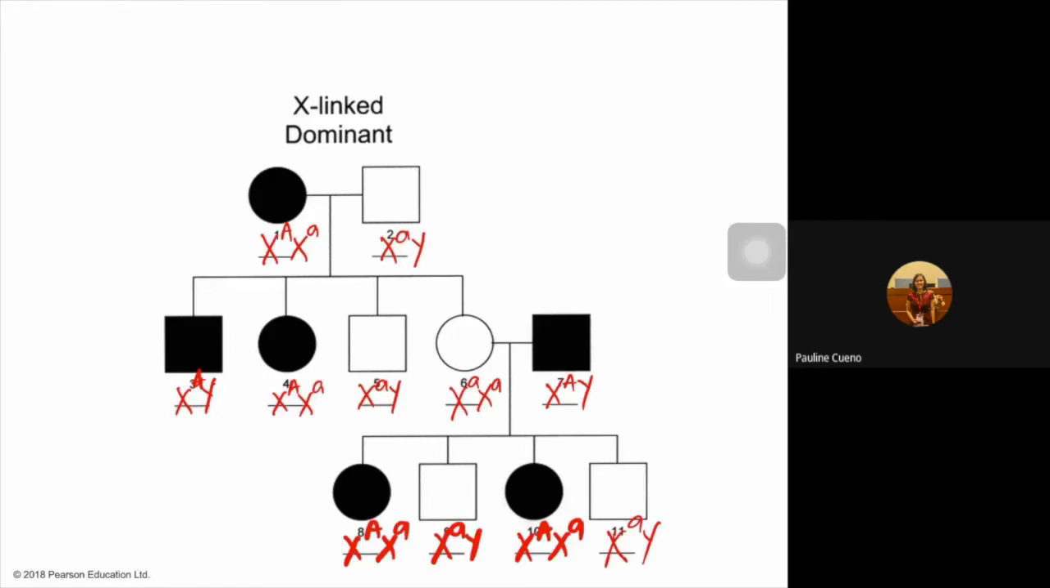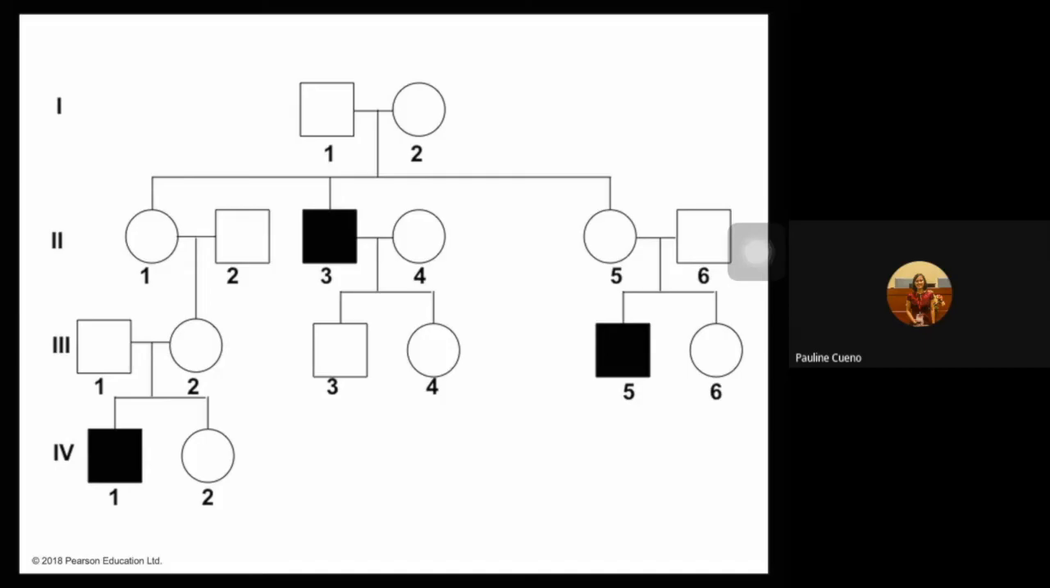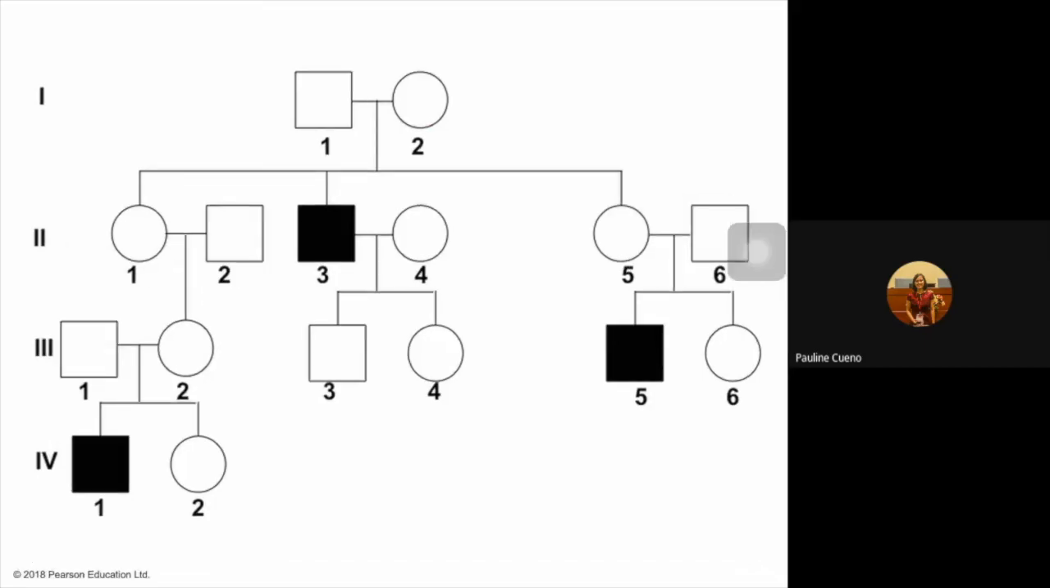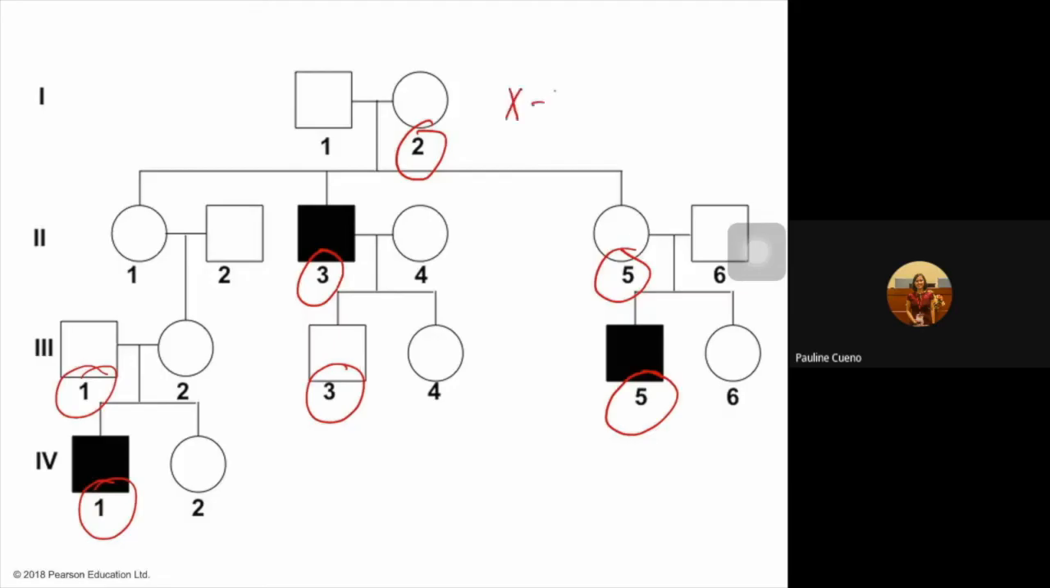Let's move to the example wherein you will determine the type of inheritance and then also include the genotypes. So para hindi masyado matrabaho, you identify number 2 and then number 3, number 5, number... Ayun po. So for this pedigree, this would be an X-linked recessive inheritance. So later, you will see bakit siya X-linked recessive inheritance. Okay, pero X-linked recessive siya.